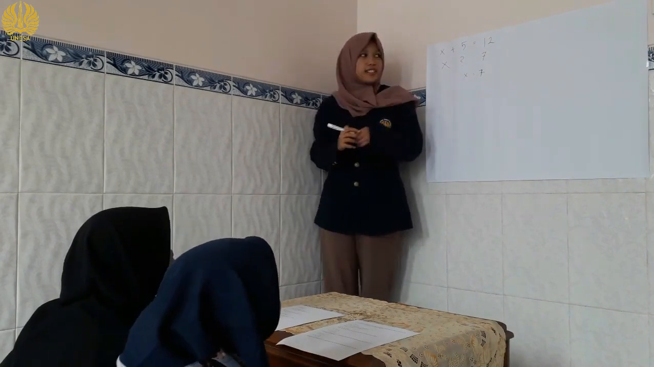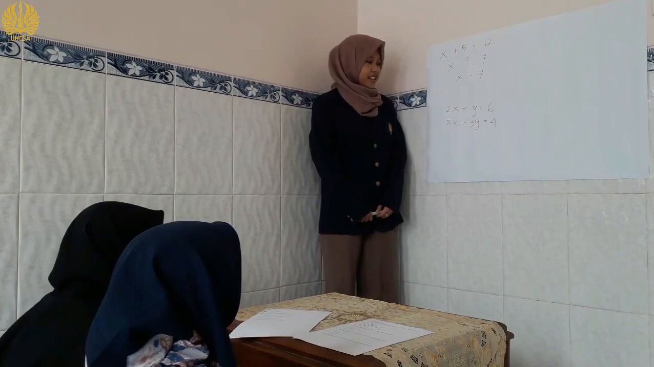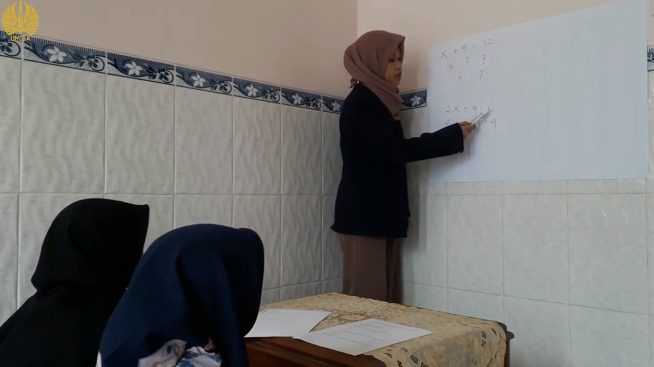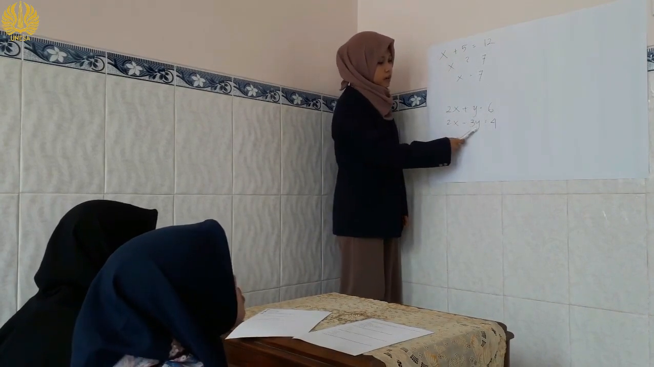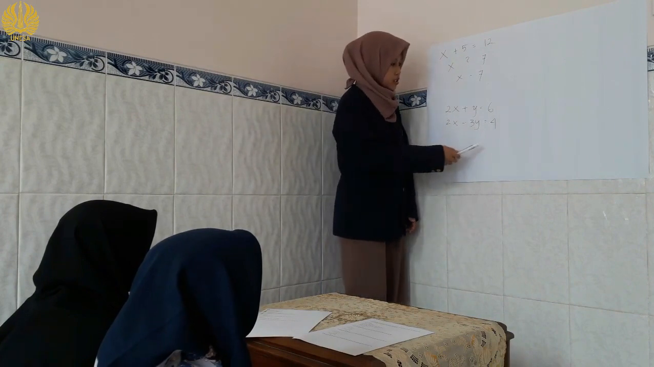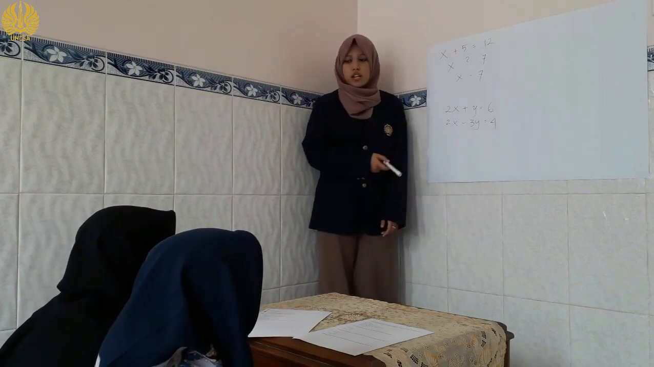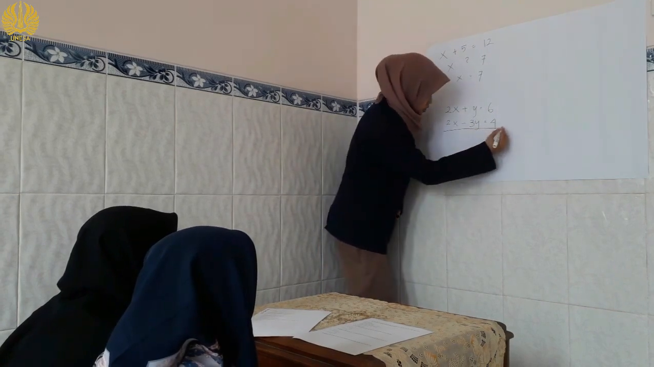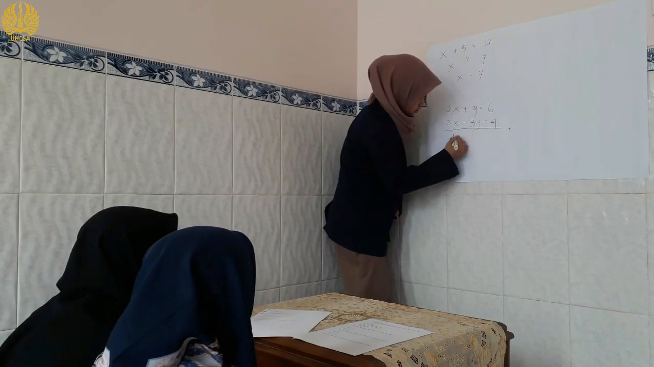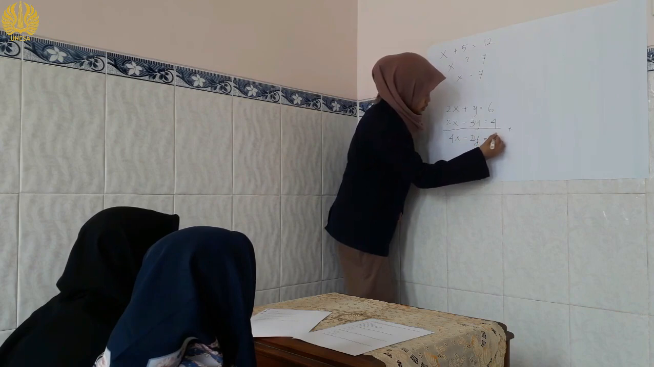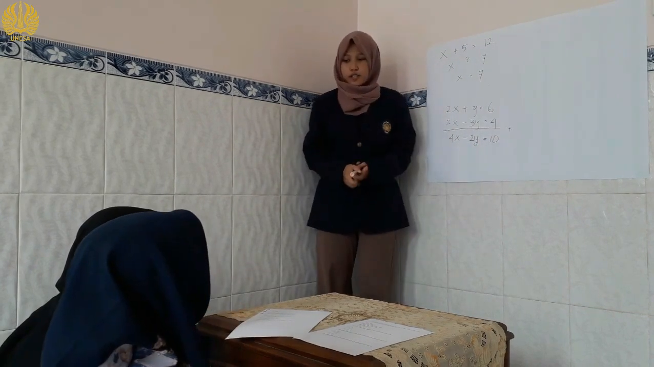Yes, that's good. Okay, now if we have 2x plus y is equal to 6 and 2x minus 3y is equal to 4, what is the result of adding these two algebraic forms? 4x minus 2y is equal to 10. Yes, that's right. Give applause to Alfi.